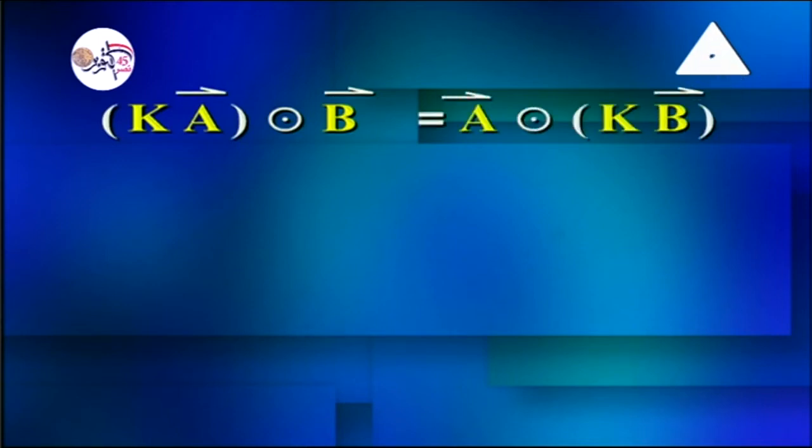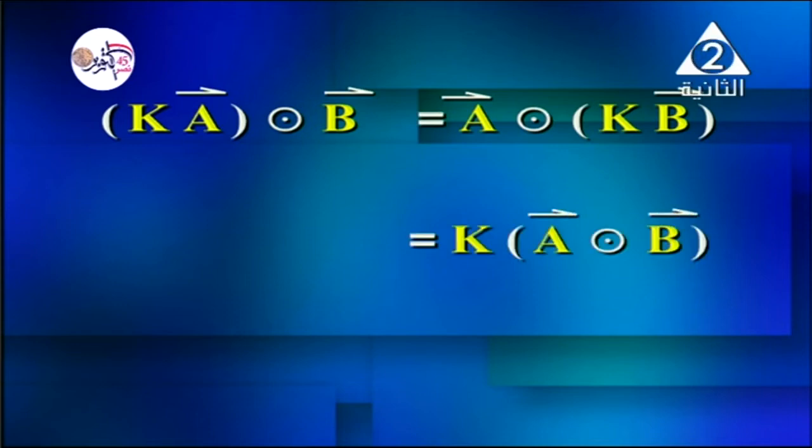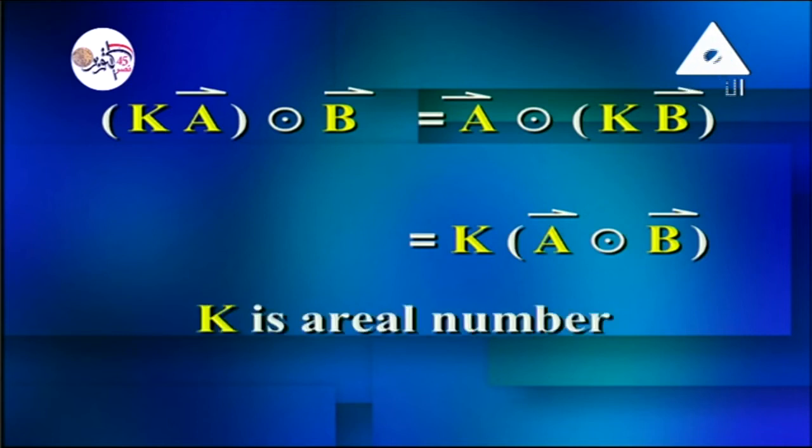K is a number that belongs to R. K vector A dot B vector equals A vector dot K B vector equals K multiplied by bracket A vector dot B vector. K is a real number.